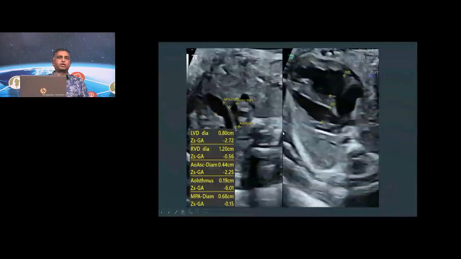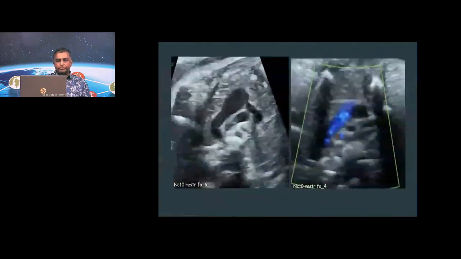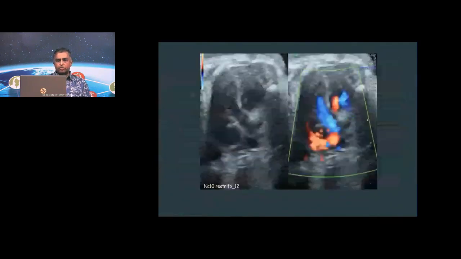So when you have a disproportion, you've got to actually objectify the disproportion. You fall back on Z scores, and this shows you the end diastolic diameters of the left and the right ventricle, the diameters of the pulmonary artery, the aorta, the isthmus of the aorta, and so on and so forth. And with this, the cardiologist can really prognosticate and take this couple across with the appropriate counseling. So, okay, just move out of this case.